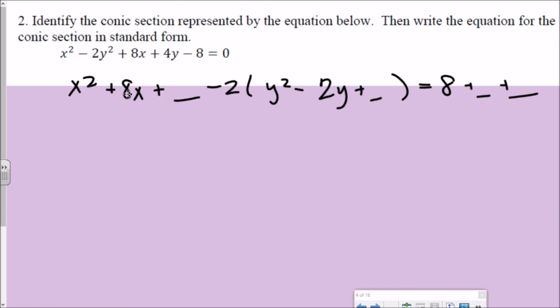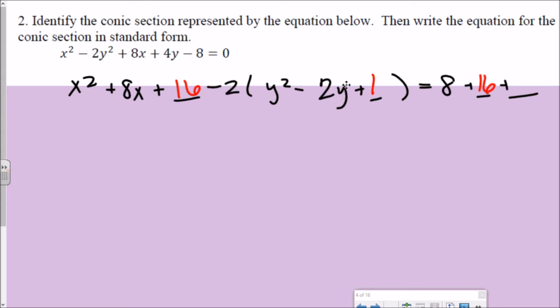This is going to be 8 divided by 2 squared, so that's 4. Oh gosh, that's not 4, it's 16. Let's fix that. Right, because 8 divided by 2 is 4. Square that, it's 16. Here we go, next one. Negative 2 divided by 2 is negative 1. Square that, we've got positive 1. And then I'm going to put 16 here and not positive 1 here, right?